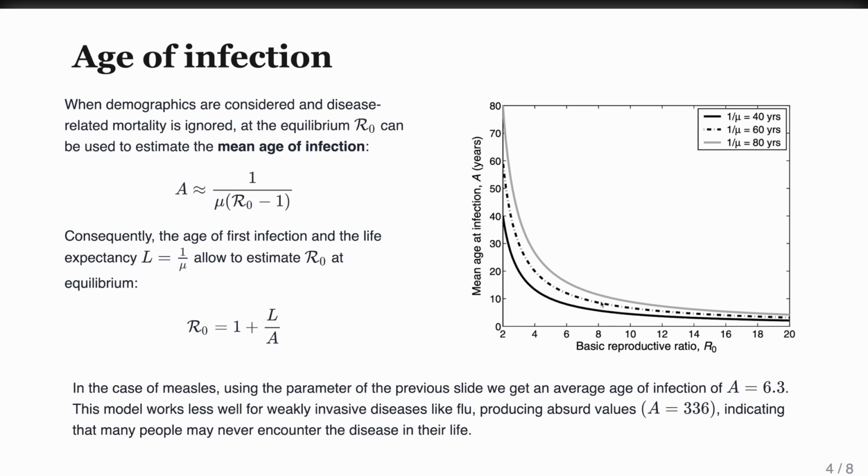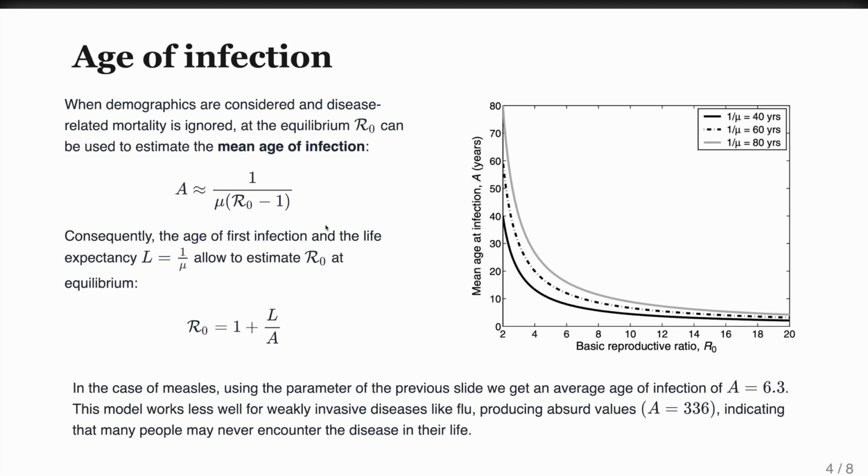And this is also clear in this plot on the right. So as the basic reproductive ratio or number increases, the mean age at which a person encountered the pathogen decreases very fast. We can see that for measles, again, which has R0 of more or less 14, the age of first encounter is lower than 10 years.